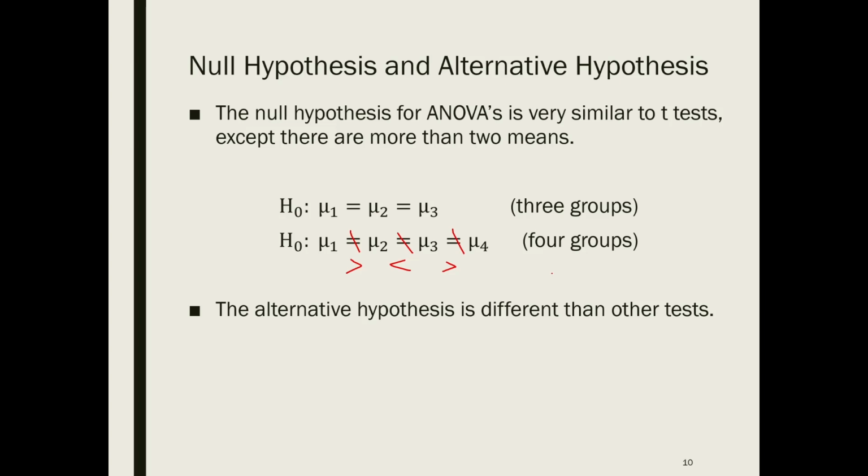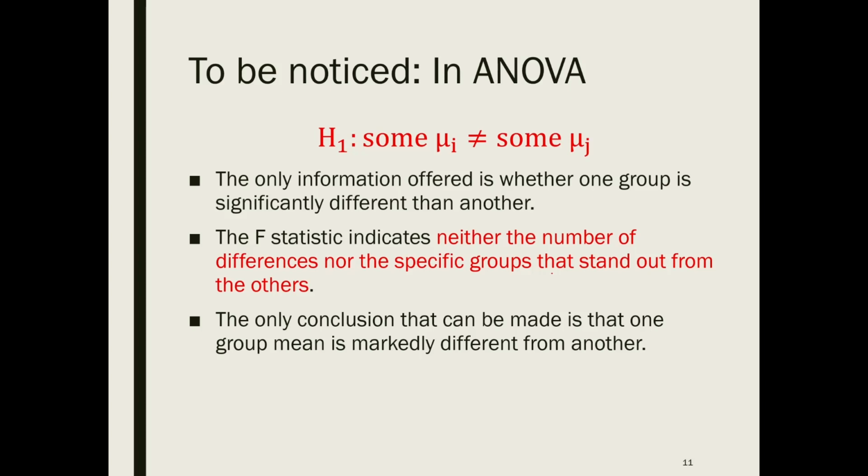So the alternative hypothesis in the ANOVA looks like this: some mu's are not equal to some other mu's. Okay, and this is a very important concept in the ANOVA, that we don't say mu1 less than mu2 bigger than mu3. We just say some mu's are not equal to some other mu's. Okay, so the only information here is that one group is significantly different from another group.